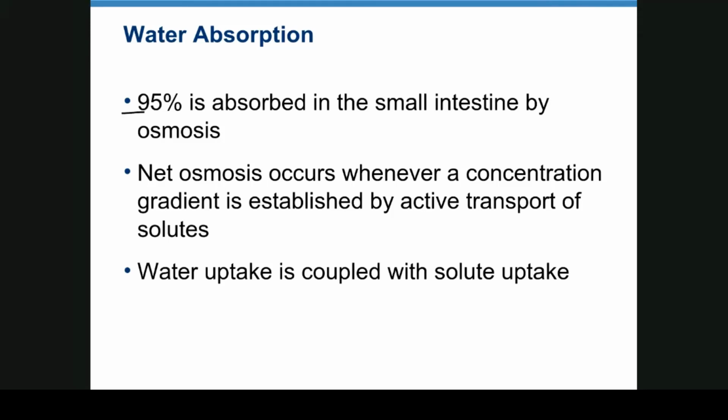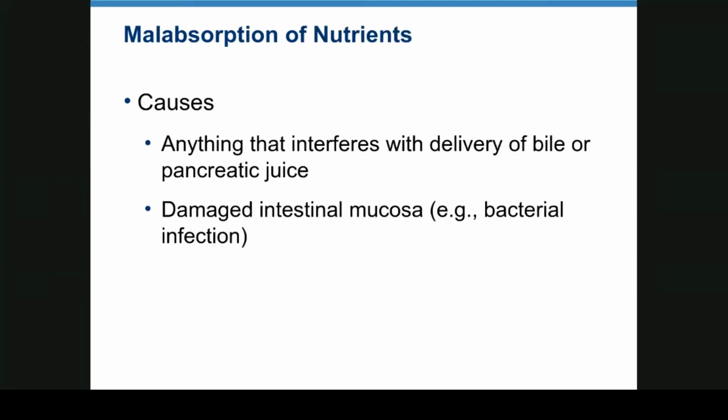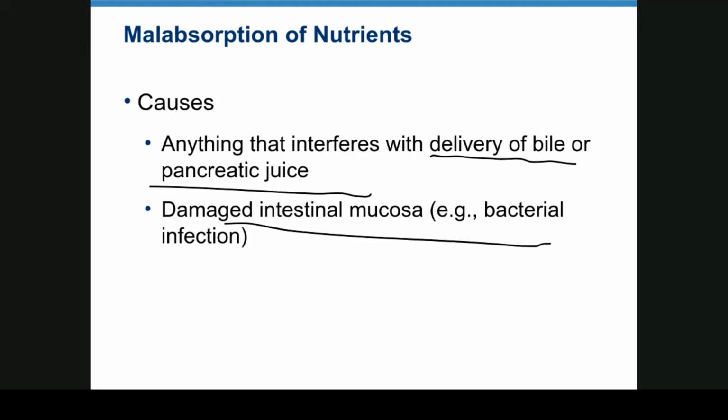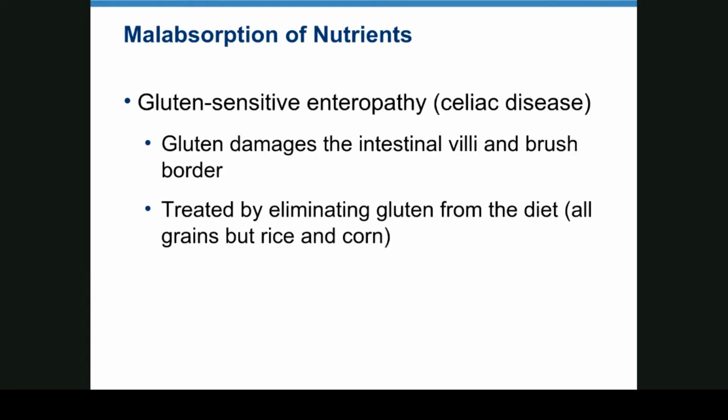Water absorption takes place, and also, okay, malnutrition in general can be more than one cause of malnutrition, but anything that interferes with digestion or absorption, delivery of bile, not having delivery of bile, not having pancreatic juice. Without your pancreatic juice, you're not digesting food. Damaged intestinal mucosa, like maybe you have an infection or a virus. Gluten-sensitive enteropathy, celiac disease. This is an autoimmune disease that causes you to react to grains except rice and corn, wheat basically. You either have it or you don't. There's a blood test for it.